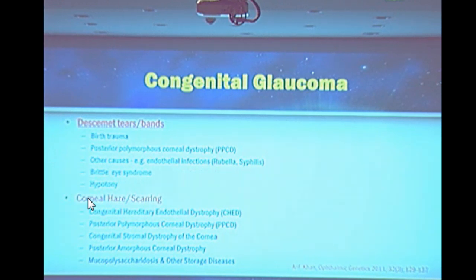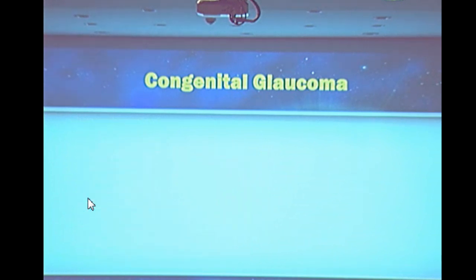So this is the article that is very helpful. You don't need to read more than that when you talk about the differential diagnosis of congenital glaucoma. Corneal haze, again, Peters anomaly, sclerocornea. Peters anomaly also can be associated with glaucoma. Also CHED, there is a report that it might be associated with congenital glaucoma. So you keep this in mind.